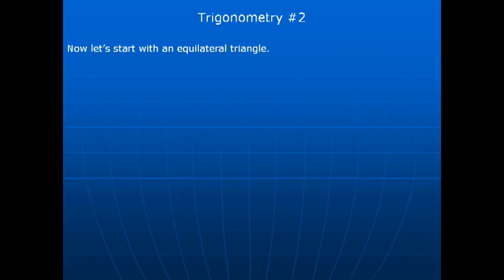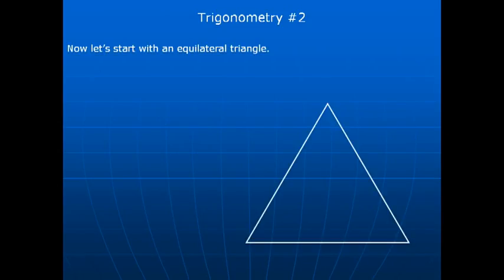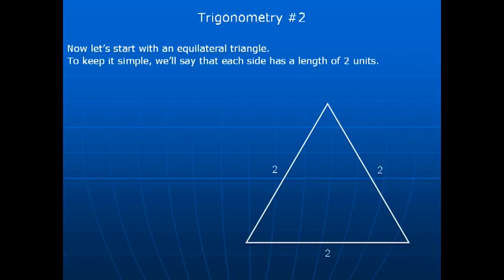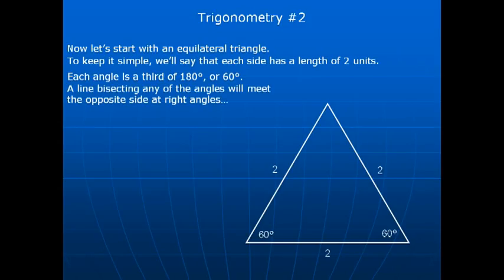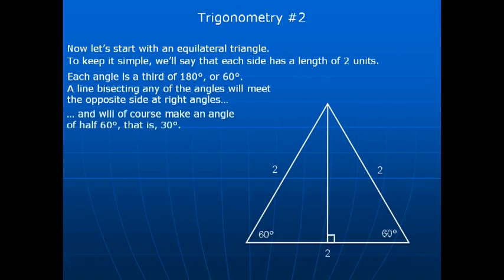Now let's start with an equilateral triangle. To keep it simple, we'll say that each side has a length of 2 units. Each angle is a third of 180 degrees, or 60 degrees. A line bisecting any of the angles will meet the opposite side at right angles, and will of course make an angle of half of 60 degrees, that is, 30 degrees. The base of each right triangle has a length of half of 2, that is, 1.